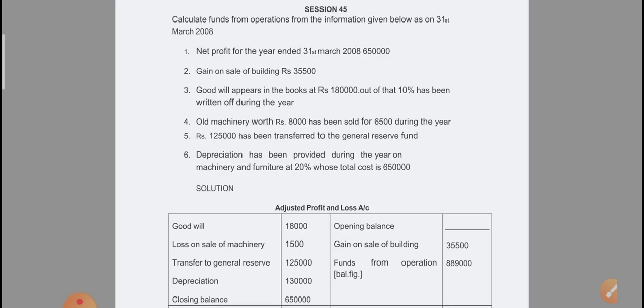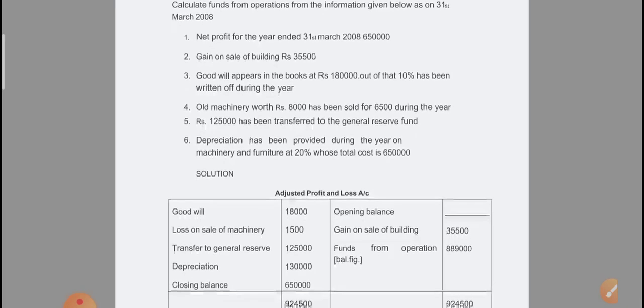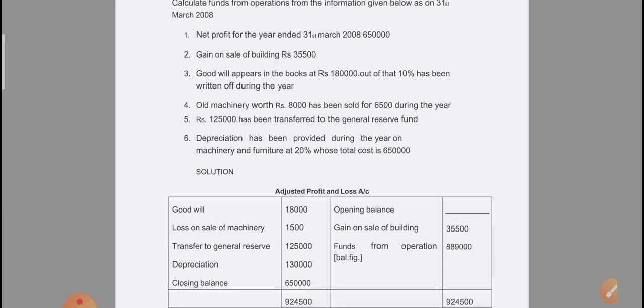So net profit for the year ended 31st March 2008, 6,50,000 is given. It has to be taken at the end, the debit side, as the closing balance. Gain on sale of building rupees 35,500 has to be taken at the credit side of the adjusted profit and loss account.